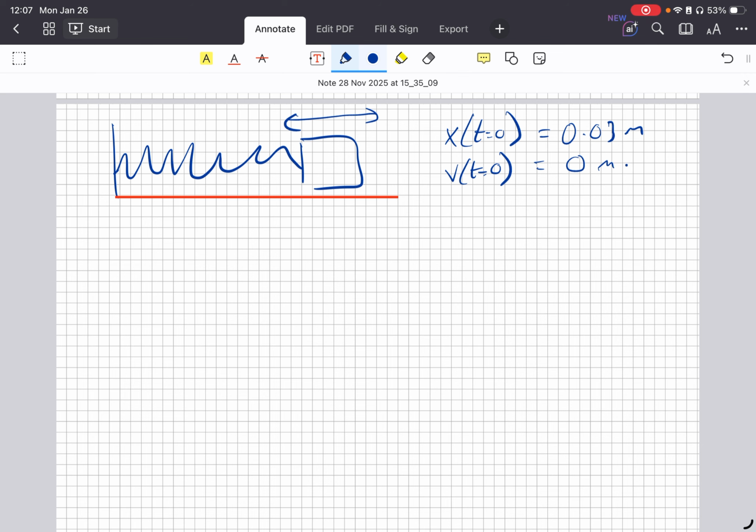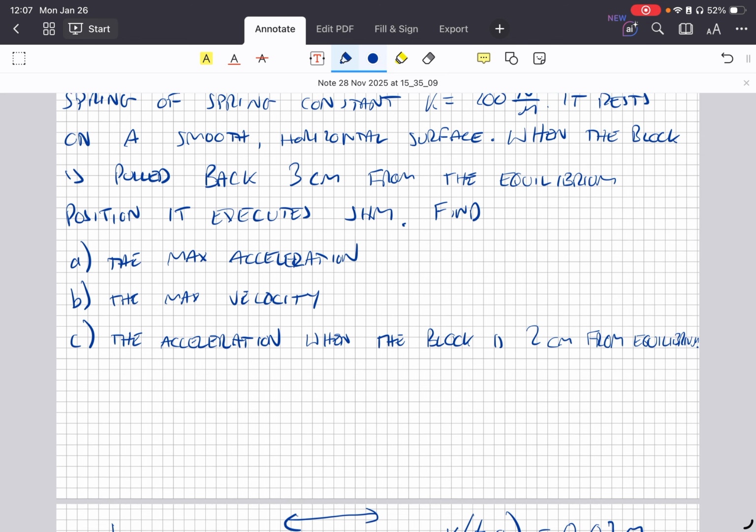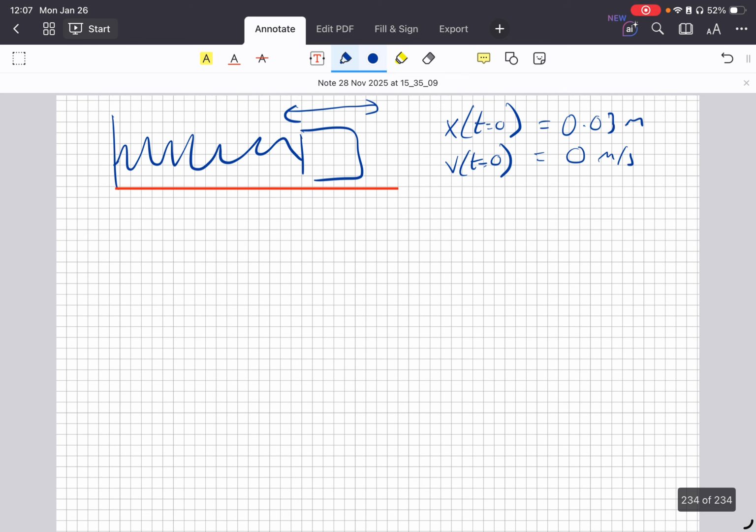Let's put our units in there. So that's meters, and that's meters per second. It doesn't actually say released from rest. I forgot to write that part down, but that's the implication there. Our velocity is 0 meters per second at the start. We're also given some other information. We're told that the spring constant is 200 newtons per meter, and we're told that the mass is 8 kilograms.